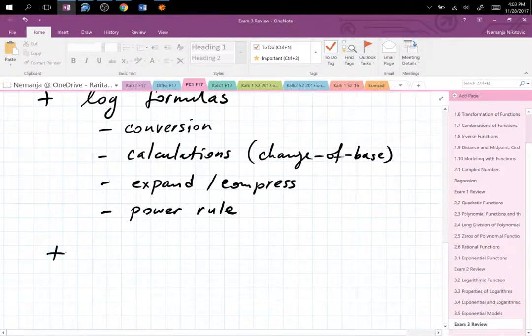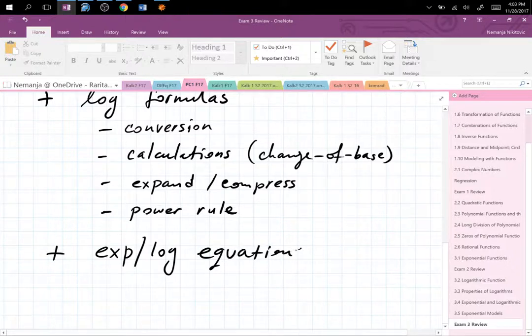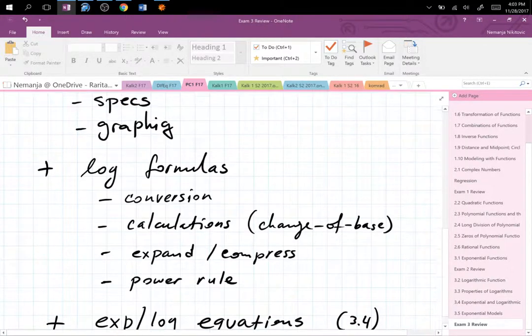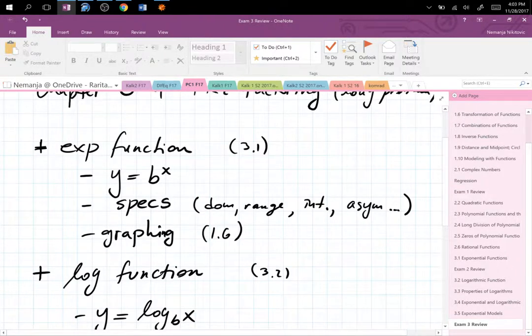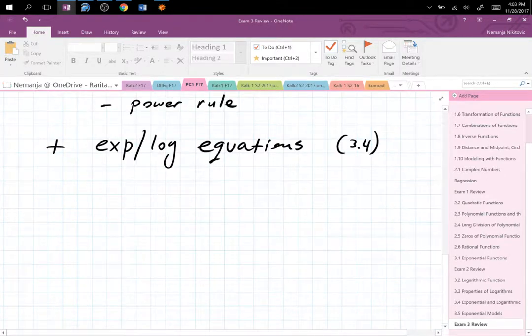Then we have exponential and log equations. We are talking about obviously 3.4. This is 3.3. This is 3.2. That's 3.1. There we go, much better. So exponential and log equations.